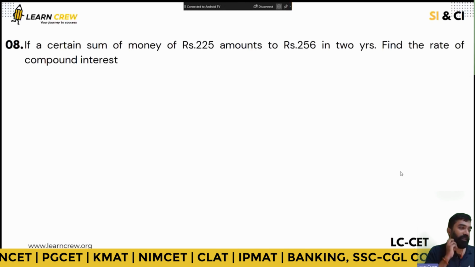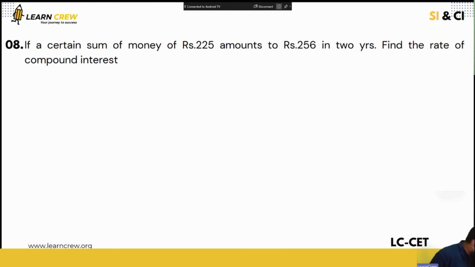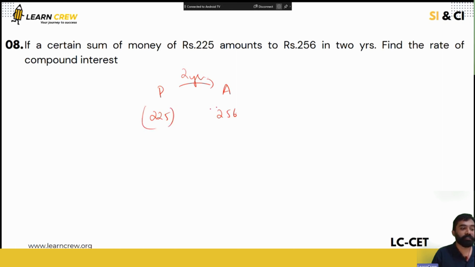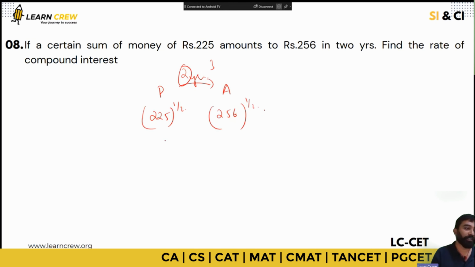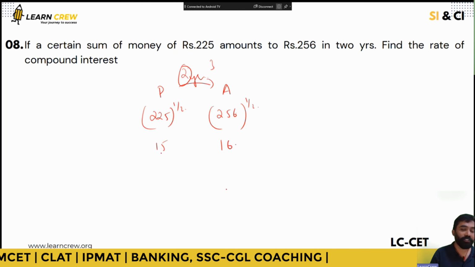Okay. A certain sum of money of rupees 225 amounts to rupees 256 in 2 years. Find the rate of compound interest. Here you do a simple trick. This is for a span of 2 years, so take the square root, that is, the power of 1/2. If it is for 3 years, it will be 1/3. If it is 4 years, it will be 1/4. This becomes 15 and 16.